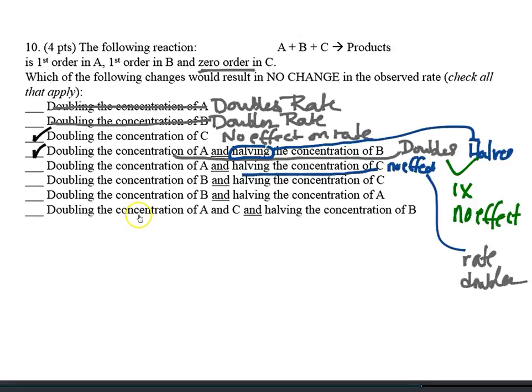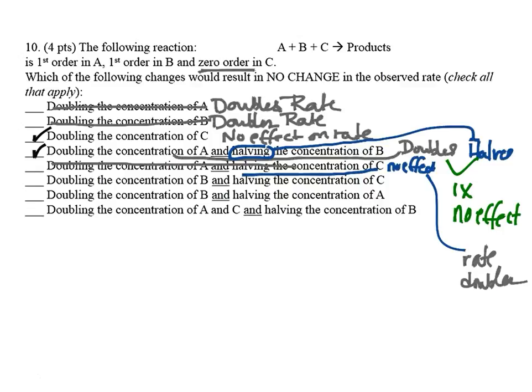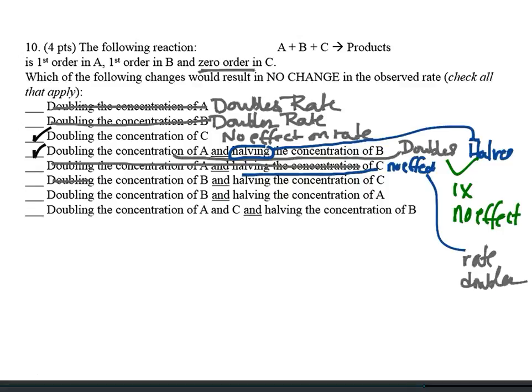Doubling the concentration of A and halving the concentration of C, because C has no effect on anything, this would have the same effect as number 1, just doubling the concentration of A. So the rate would double, so we're going to cross that out because the rate doubles. Doubling B and halving C is just like the one before it, right? So again, it's just like the second one. Whatever we do to C has no effect, so doubling B and halving C is the same thing as just doubling B, which would double the rate. So we're going to cross that out too.